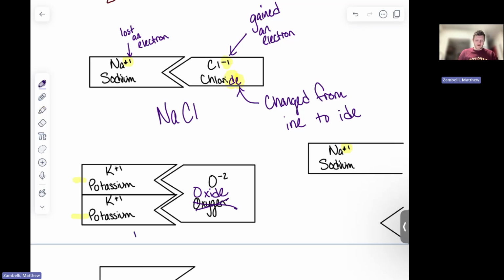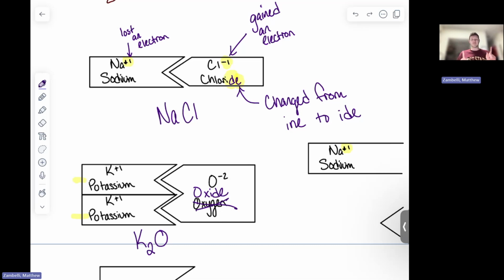So we're going to have K2 for 2 different potassiums. And then we still only have 1 oxygen, so we're going to leave it as O. Remember, we don't want to put the 1 there because the O by itself tells us that it's 1 oxygen, right? So we're not going to put that part there. But we can remember that it's 2 potassiums for every 1 oxygen.